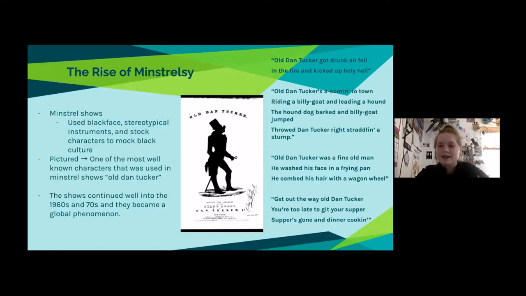And the lyrics, which I put some excerpts from on the side there, use a very exaggerated Black vernacular language. They tell a story of Old Dan Tucker and his journey in this town where he fights people and gets drunk, overeats, and just breaks all of these different social taboos throughout the song.